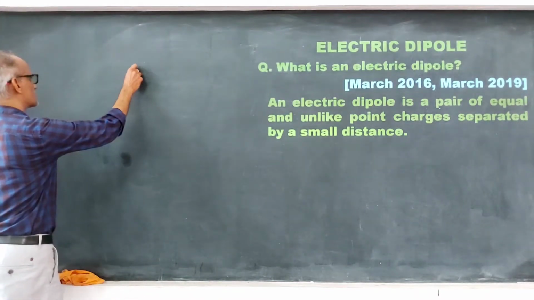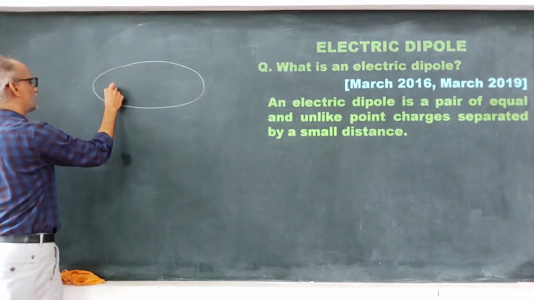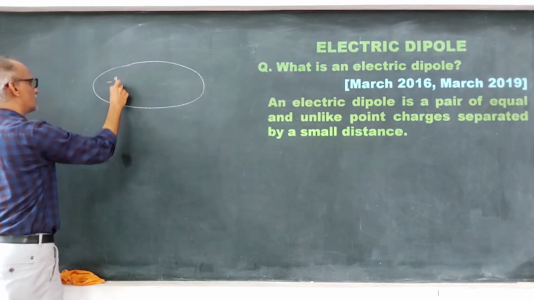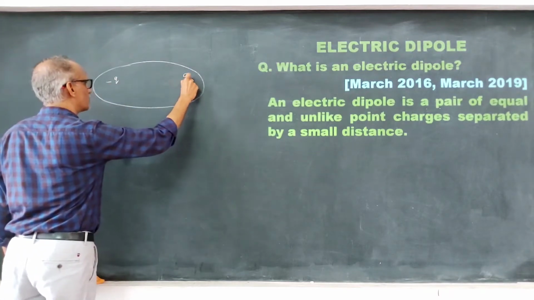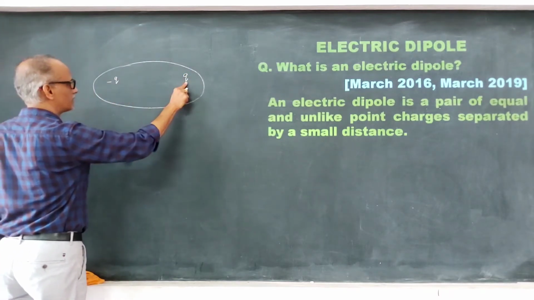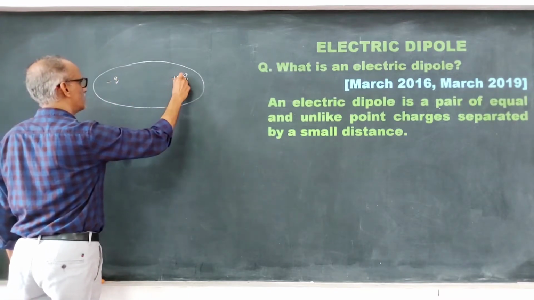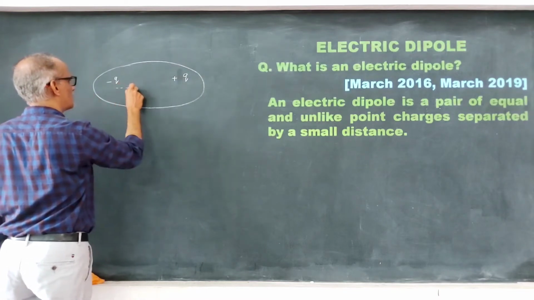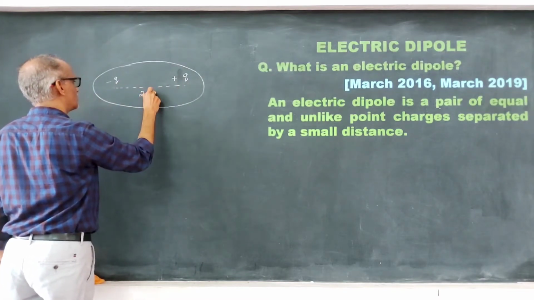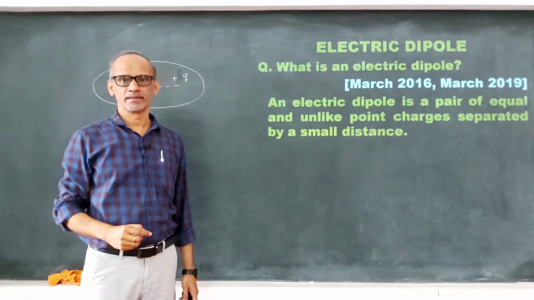This is how we represent it. So this is an electric dipole. There is a pair of equal charges. One is Q, the other has to be Q as well, equal in magnitude, but it has to be unlike. So if it is minus Q, the other has to be plus Q. This is how we write it, separated by a small distance, which is 2a, called the electric dipole length.